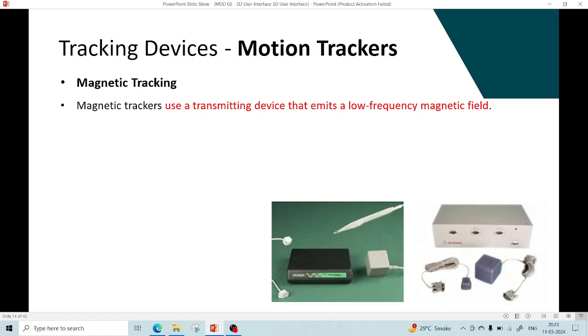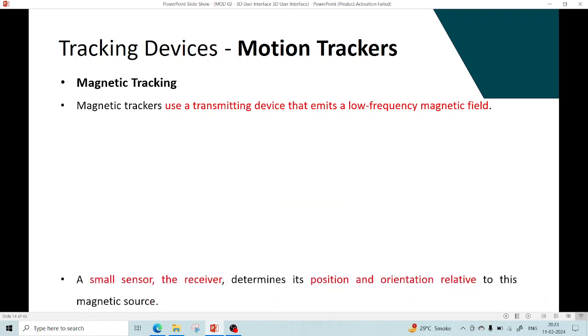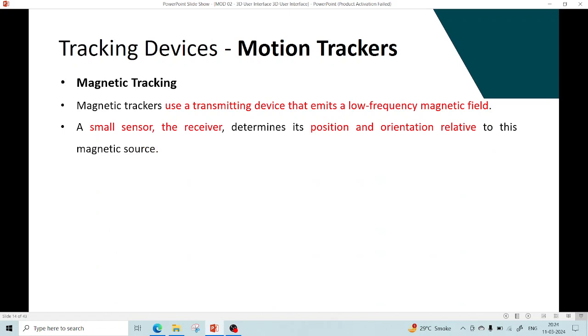It is generally used for smaller displays, conventional monitors, and small workbench displays where the range of devices is not a critical factor. A system will generally have a small sensor, the receiver, which determines its position and orientation relative to its magnetic source. Magnetic tracking systems are accurate to within 0.1 inches in position and 0.1 degrees in orientation.